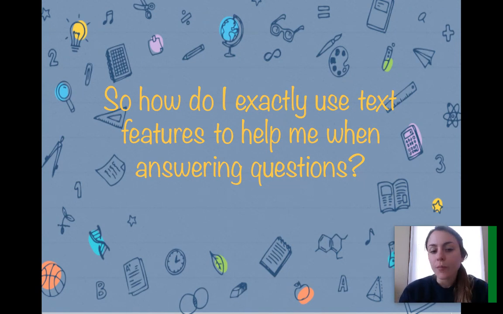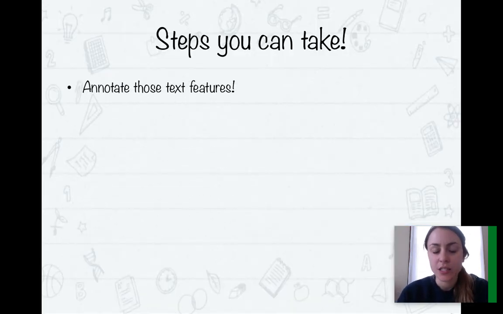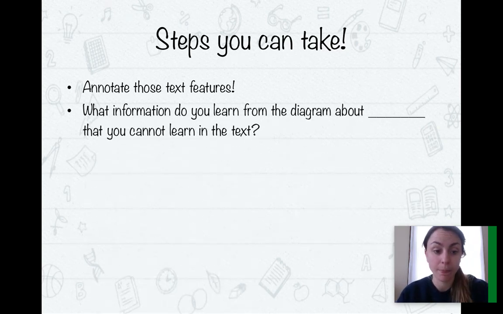So how do I exactly use the text features to help me when answering questions? Here are some steps you can take. Some of my scholars ask me, can you annotate text features? Absolutely, yes, you can. What information do you learn from the diagram, chart, etc. about blank that you cannot learn in the text? There are some things that text features can visually show us that the text just can't tell us.